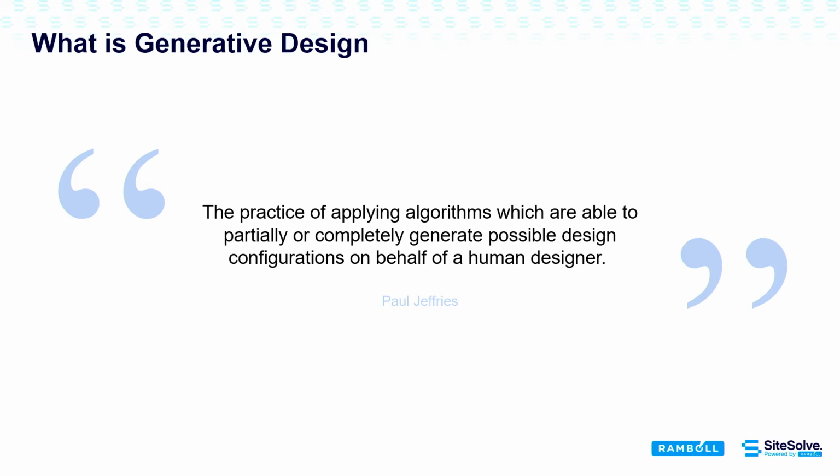And his description of generative design is the practice of applying algorithms which are able to partially or completely generate possible design configurations on behalf of a human designer. Now, to me, what that means is that we are able to put in constraints, develop the rule sets that create a certain shape or a geometry or a building, as you'll get to see. And what we can do is allow the computer to come up with ideas or configurations that we maybe wouldn't necessarily have come up with ourselves, or a range of solutions that aren't necessarily static, i.e. not 2 + 2 = 4, but actually something that we maybe didn't anticipate.